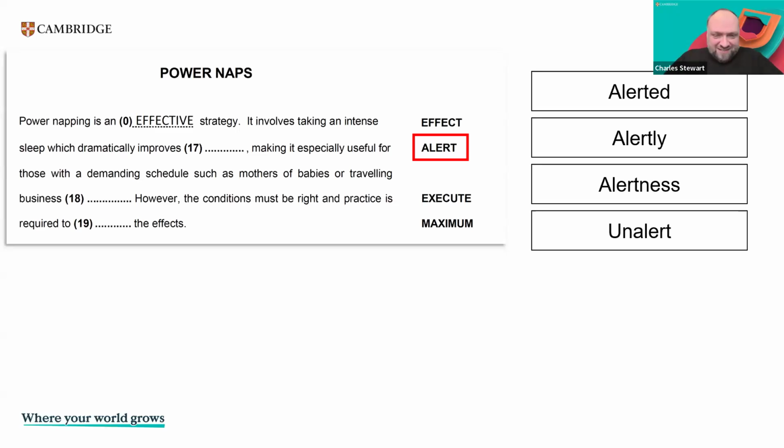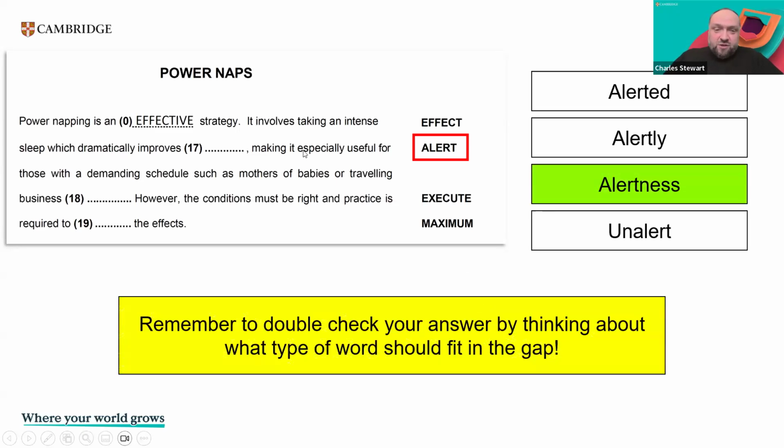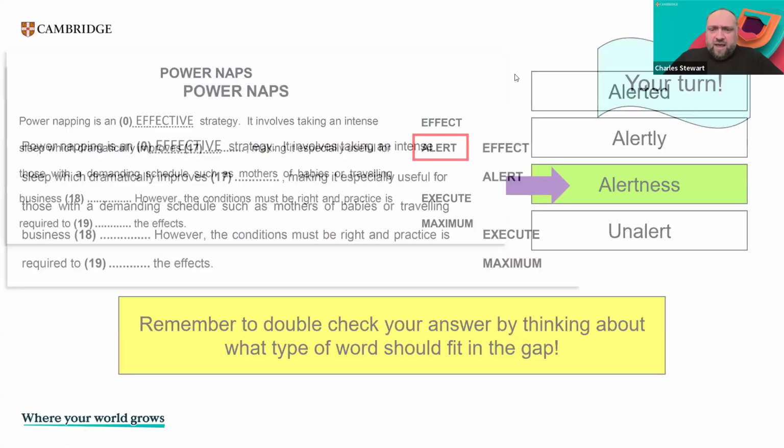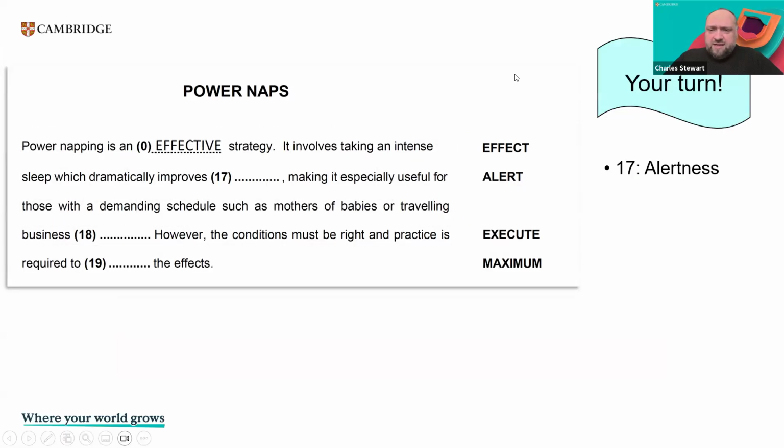And already everyone is getting it, well done. So here, which dramatically improves alertness. So here, remember though, after you think you know the answer, read the sentence with the word in it, just like I did, just simply to double check, to make sure that it does make sense. Okay, so 17 is alertness. What about number 18?